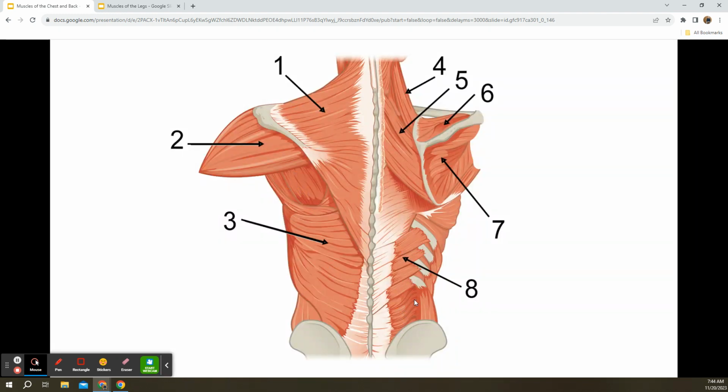Okay, now kind of rounding out the back, I want you to see if you can identify terms 1 through 8 on your own. Try your best to not use your notes.